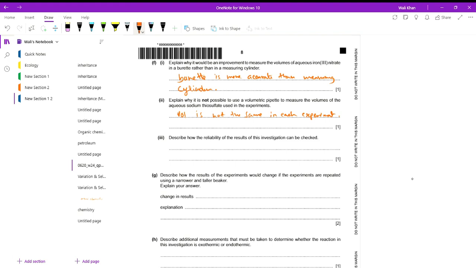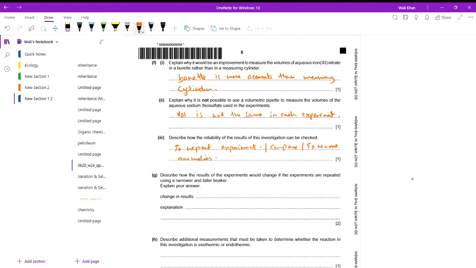Describe how the reliability of the results of this investigation can be checked. To repeat the experiment and remove anomalies. So when we repeat the experiment, it will give us more correct results.